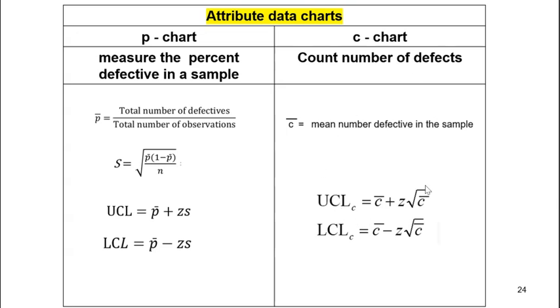And for the C chart, there is a very simple formula in which we have to find the mean or the average number of defects, and the UCL is just C bar plus Z times the square root of C bar. The LCL is the minus.